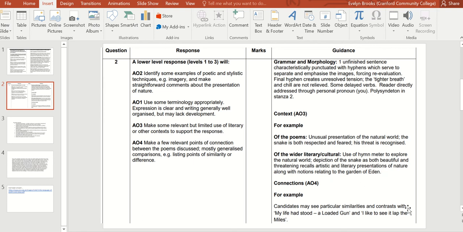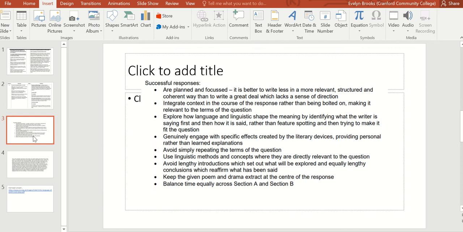And you might be able to link it to texts like "My Life had stood a Loaded Gun" and "I like to see it lap the Miles". And looking at your essays, quite a few of you did. Okay, you talked about those kind of riddles and the comparison of man-made things to natural things, and the use of the natural world and natural imagery. So that's from the mark scheme.